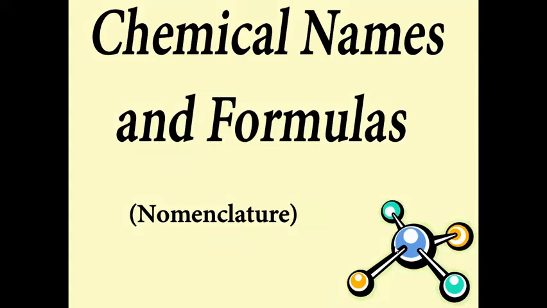Today we're going to talk about chemical names and formulas. This is called nomenclature, which is just a fancy way of saying what are the rules for naming a chemical. So if you're given a formula, can you come up with a chemical name that any scientist across the world will understand? After today and the next several videos, the answer will be yes.